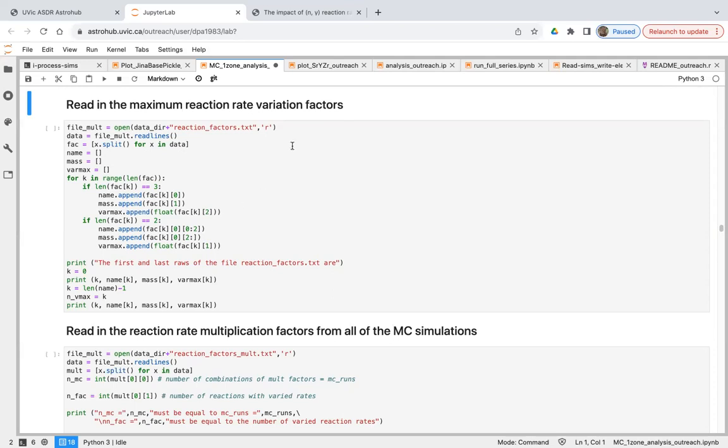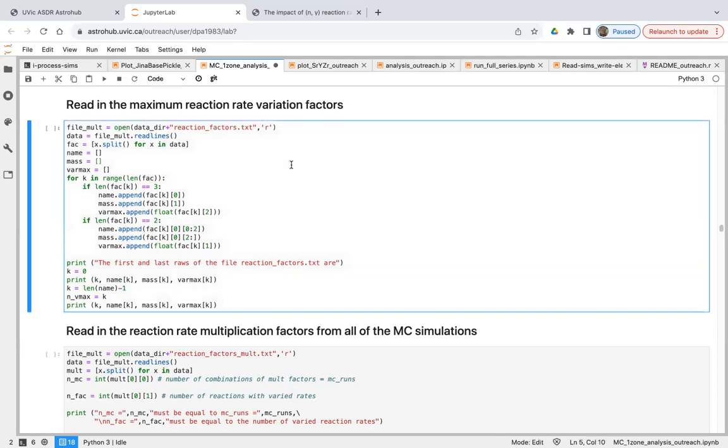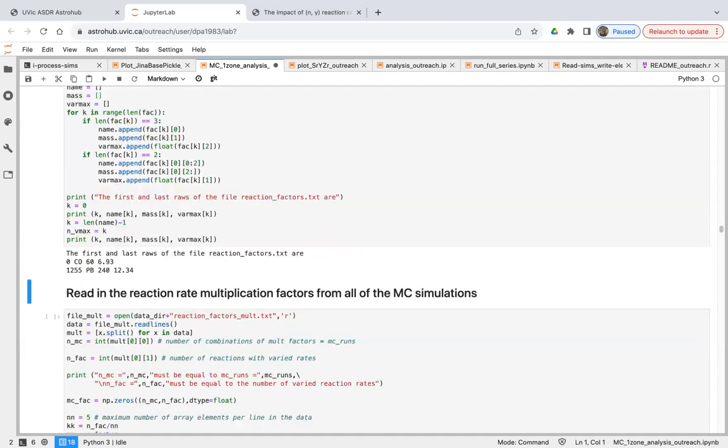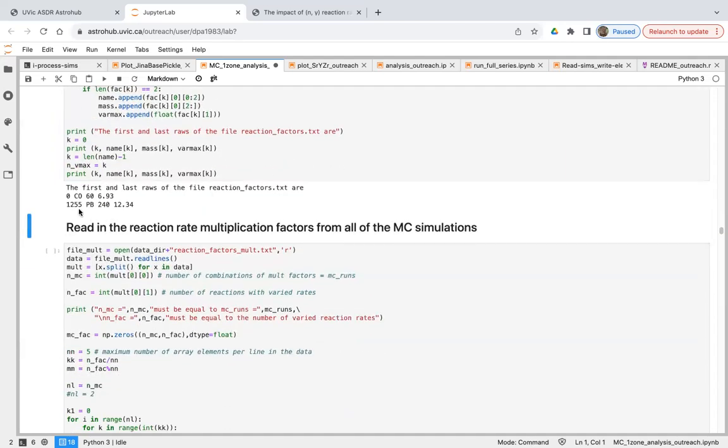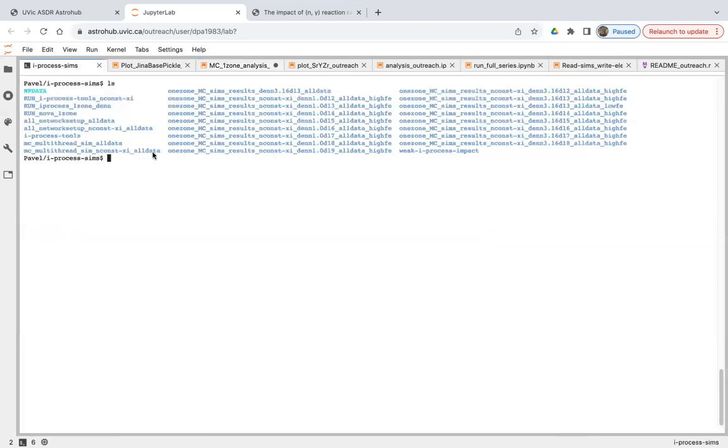So therefore, here in the next 2 cells, we read data for reaction rate variations. First, the maximum reaction rate variation factors here. And just for a test, you can compare. This is the maximum rate variation factor for lead 240 and for cobalt. So if I go back to my all network setup directory, right?